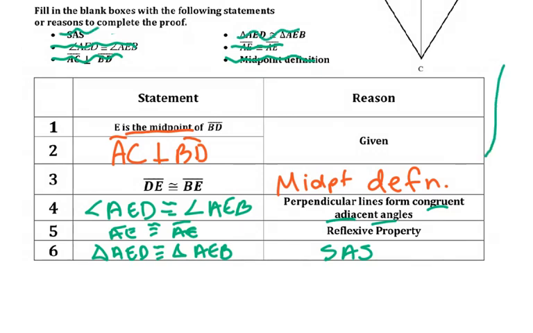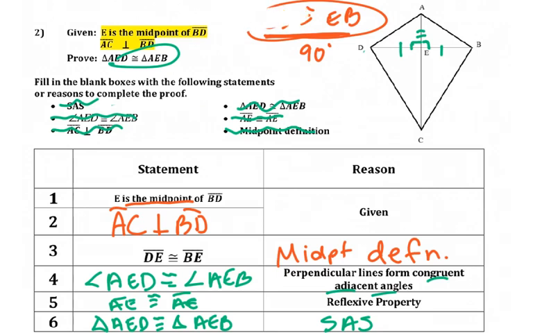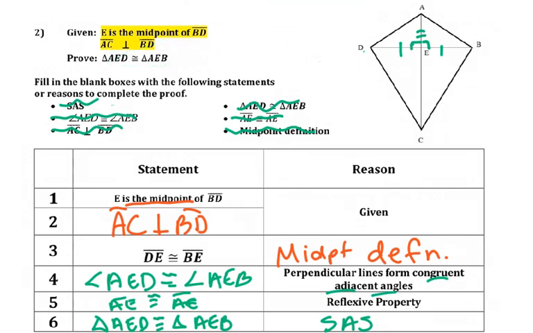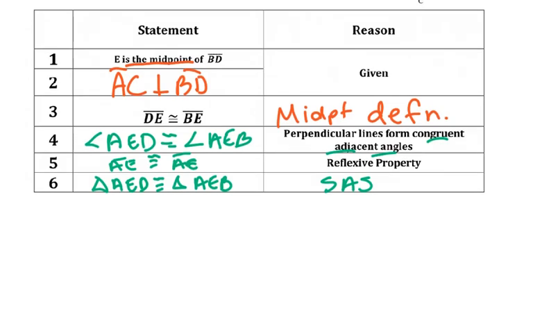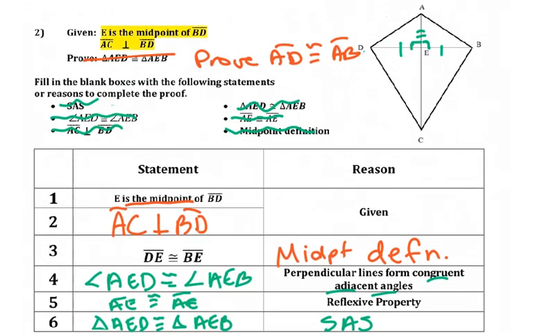Now I just want to show you the proper use of CPCTC, because that really is something that people struggle with a lot. If this wasn't what we were trying to prove, but instead we were trying to prove, let's say, that AD was congruent to AB, this proof would look exactly the same, except step number 7 would say AD is congruent to AB. I've proven that the two triangles are congruent, but now I would say that the two pieces are congruent because of CPCTC. So if my goal was to prove that those two pieces were congruent, I would be using CPCTC after I proved the two triangles were congruent.